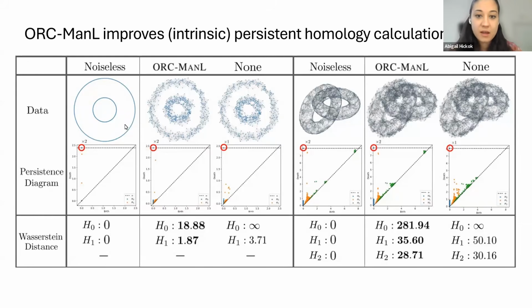On the right here, again, when you use ORC-ManL as a pruning step, it's a lot easier to see that here we have 2 components as compared to just 1 component without the pruning. Also, it's a lot easier to see. I don't know if it's hard to see. It's a little small, but there are two H1 classes up here and 2 a little bit farther below here. And this is reflected in the fact when we look at the distance between the persistence diagrams, the ORC-ManL version is closer to the ground truth.